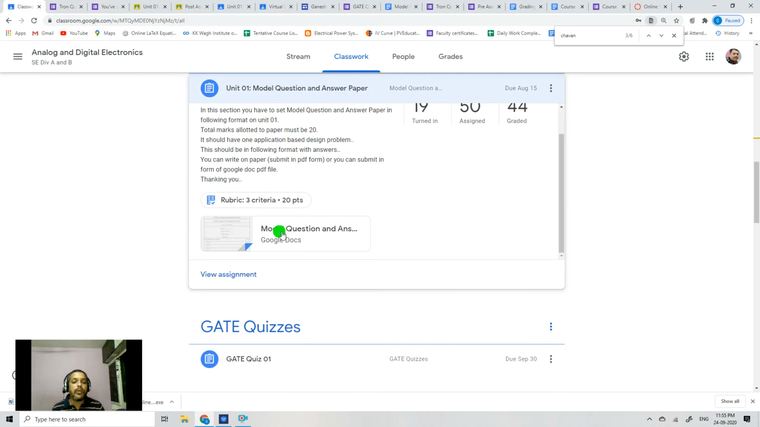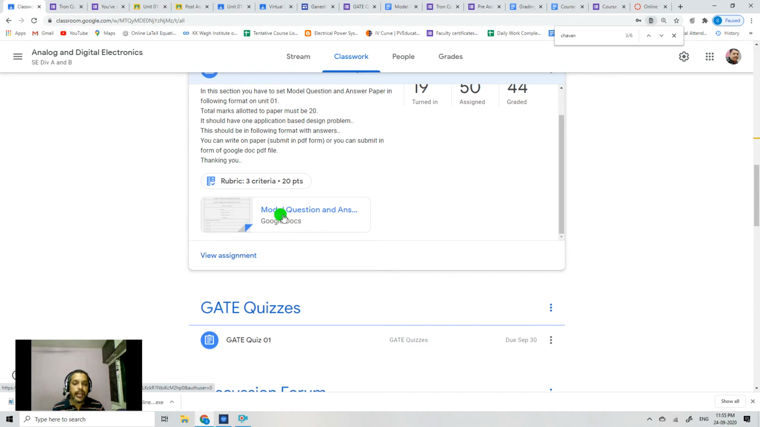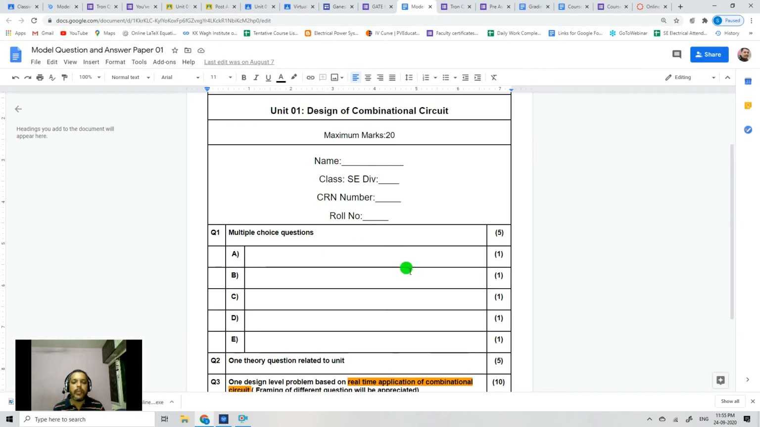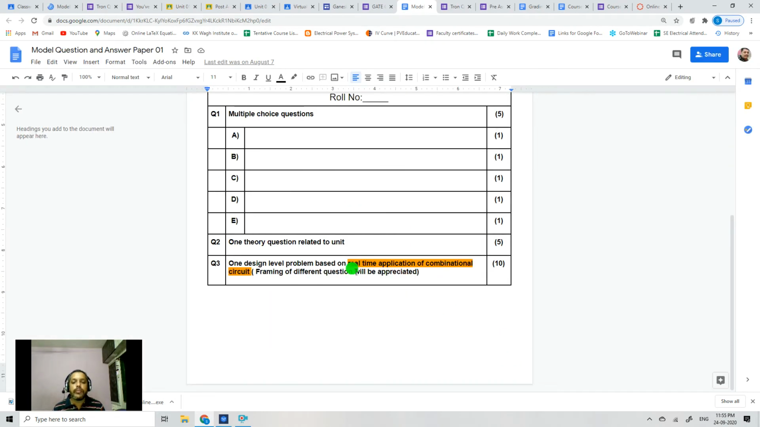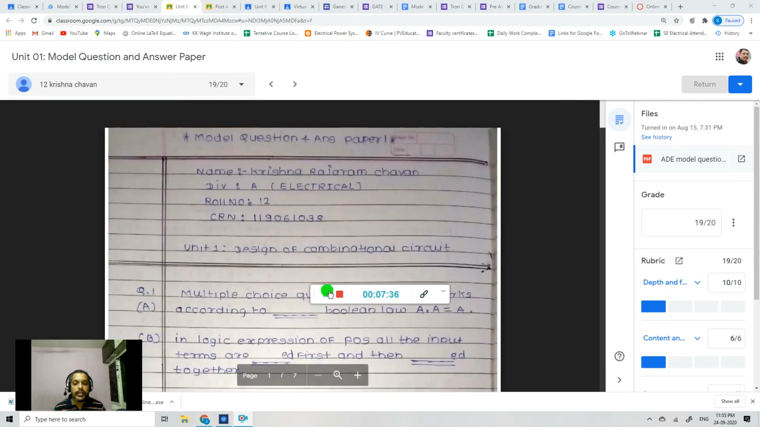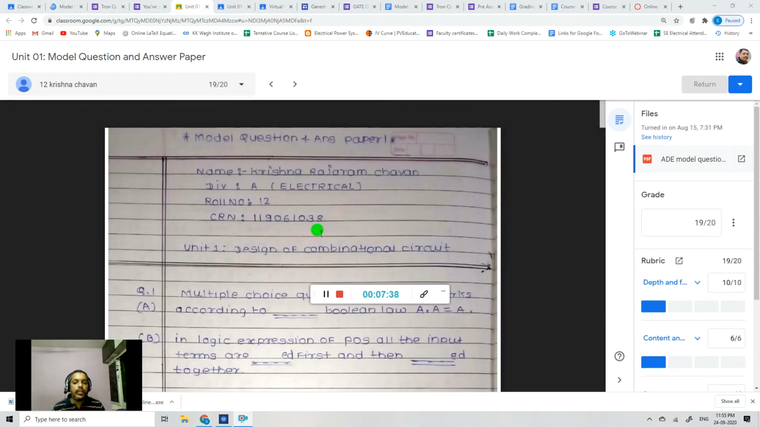This is the unique feature, that is the model question and answer paper. Let me show you the model question and answer paper over here. You can observe this is the model question answer paper format which we have prepared for the students. In this model question and answer paper format, they have 5 multiple choice questions, 1 theory question related to the unit, and 1 real time question they have to design. I will show you one example of this. Yeah, so let's see the example.